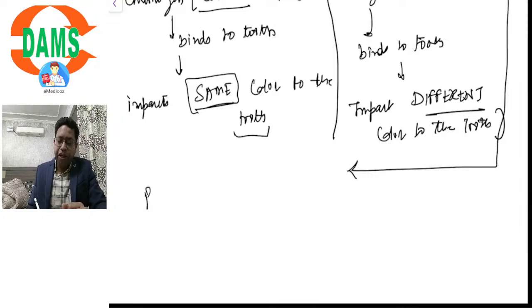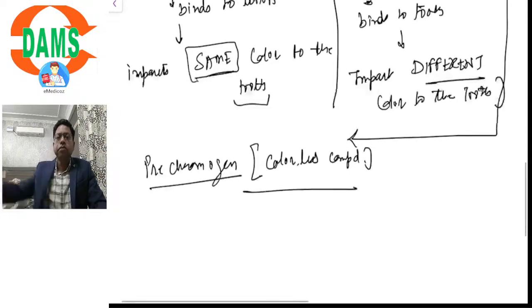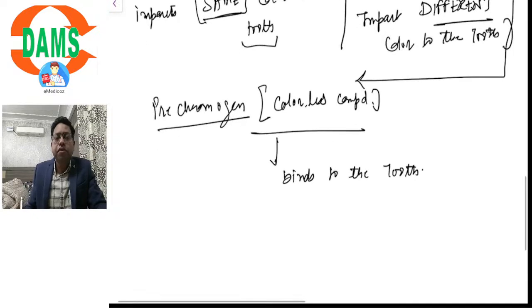In this case, there is a pre-chromogen. Pre-chromogen means it is a colorless compound. It would bind to the tooth, and what it gives? It gives certain color to the tooth, certain discoloration of the tooth.